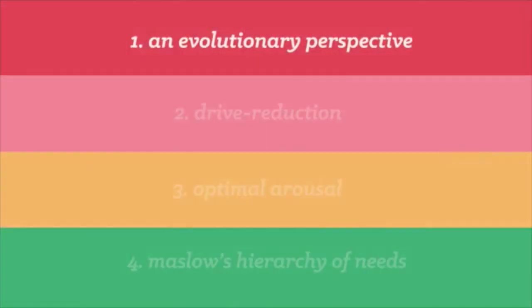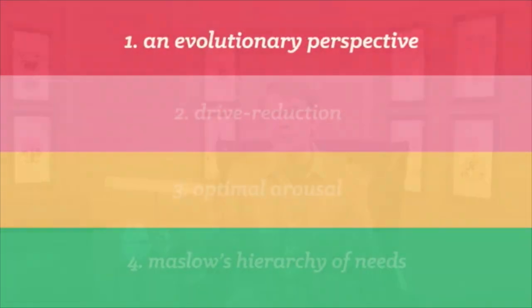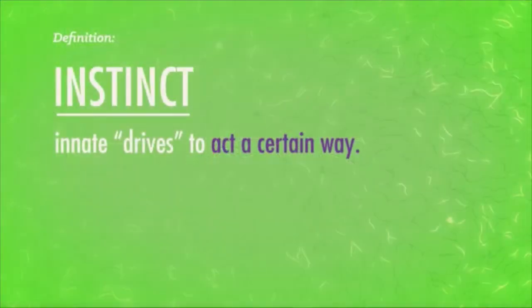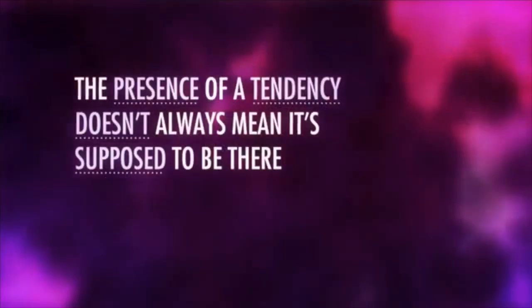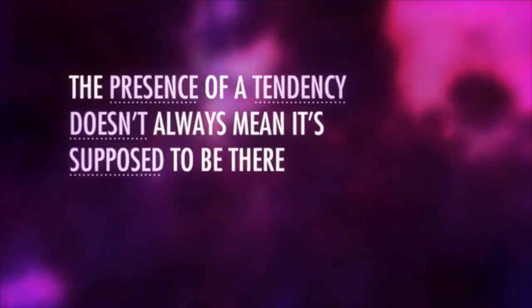Let's start with the first theory, an evolutionary perspective. For a while, in the early 20th century, it was popular to think of all behaviors as instincts, or innate drives to act a certain way. But this so-called instinct theory was misguided, in part because the presence of a tendency doesn't always mean it's supposed to be there. Like, we can imagine why a bunch of people might start rioting at a heated soccer match, but to say that they're supposed to, a little short-sighted. Evolution is a far more complex, chaotic, and interesting process than that. Plenty of behaviors could just be accidents of evolution.